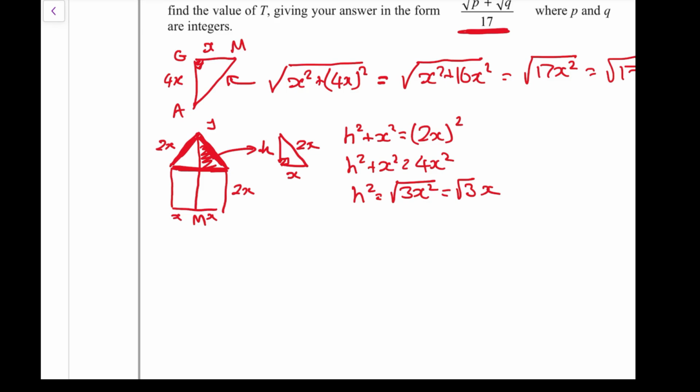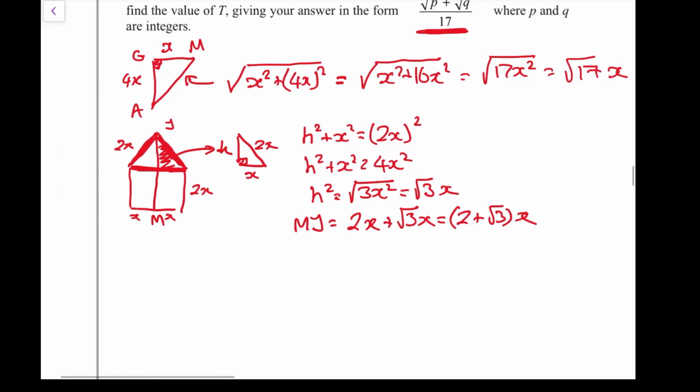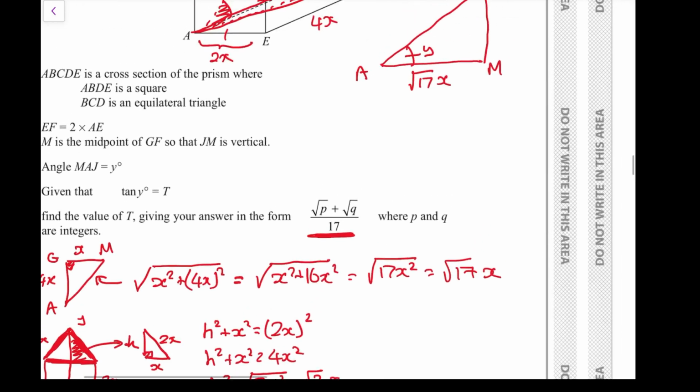Again, very similar to what I did with the 17 above. Now, importantly, I've worked out what M to J is, because M to J is going to be the 2x from the square plus the root 3x, which I can write as 2 plus root 3 times x. And that's given me the height. And crucially, if I go all the way back to where I was above, I now know that this is 2 plus root 3 times x. And if I've got two sides, I can then work out a length.